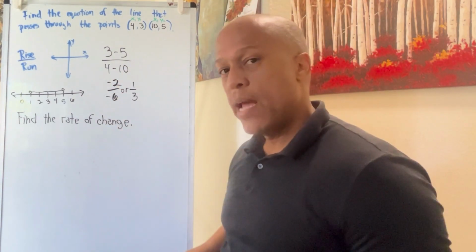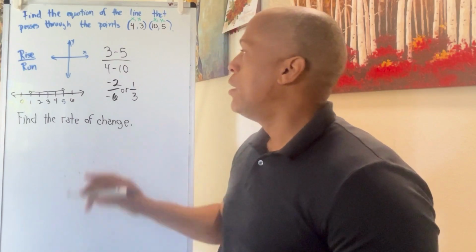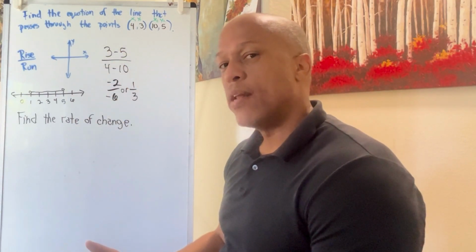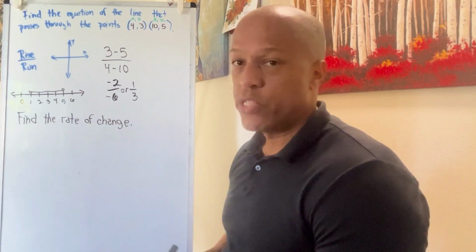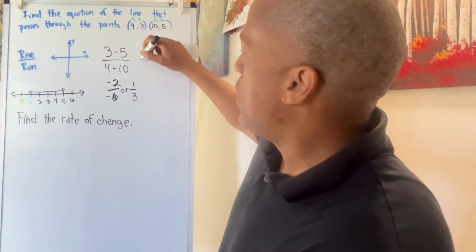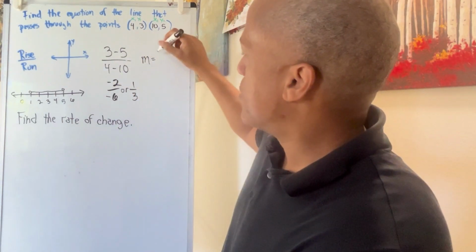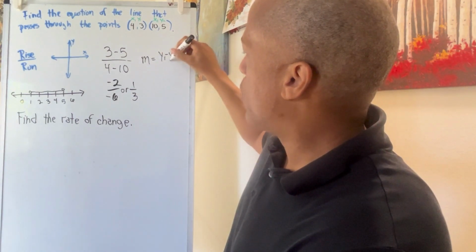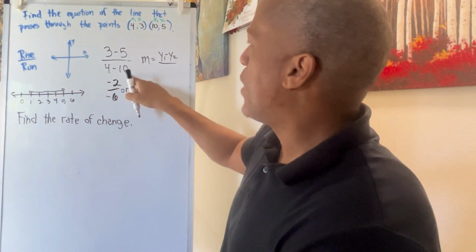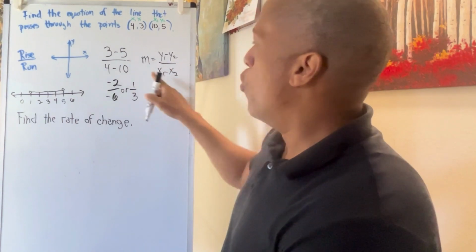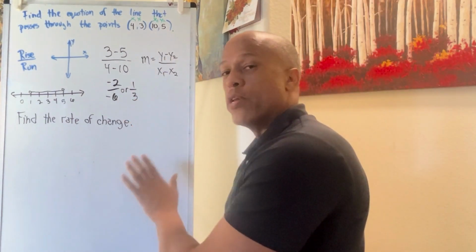Now, before I do the next step, what I want to do is take a look at this and see if I can come up with the actual equation that I would have used to find this rate of change. So we use m for the rate of change or slope. And what did I do? I took the y values and I subtracted them, y sub 1 minus y sub 2, over the x values and subtracted them, x sub 1 minus x sub 2. We're going to use this again for the next step.